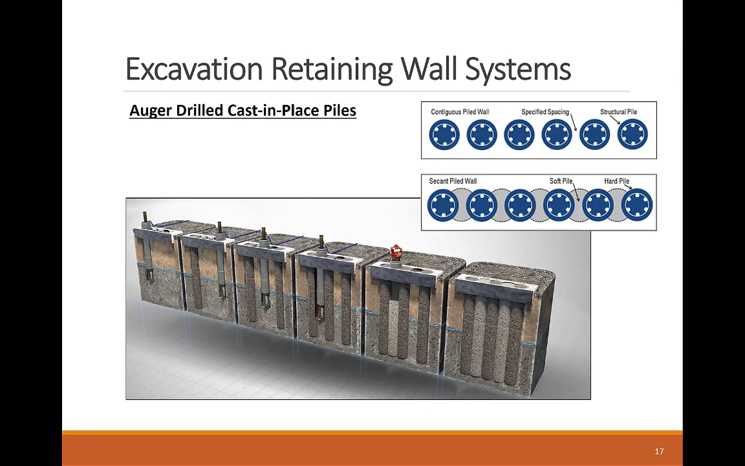Soft-hard secant piled wall offers the most cost-effective and rapid solution by interlocking the primary reinforced concrete hard piles with secondary piles using bentonite cement materials, soft. So hard secant piled walls are more expensive and slower, but provide more watertight retaining walls that can be used as permanent basement walls instead of just temporary retaining walls.